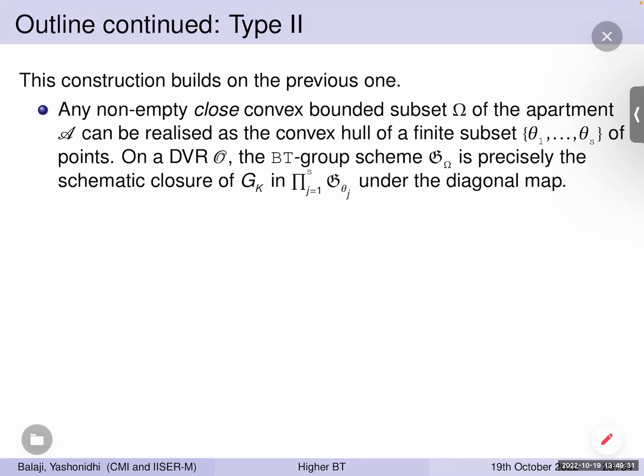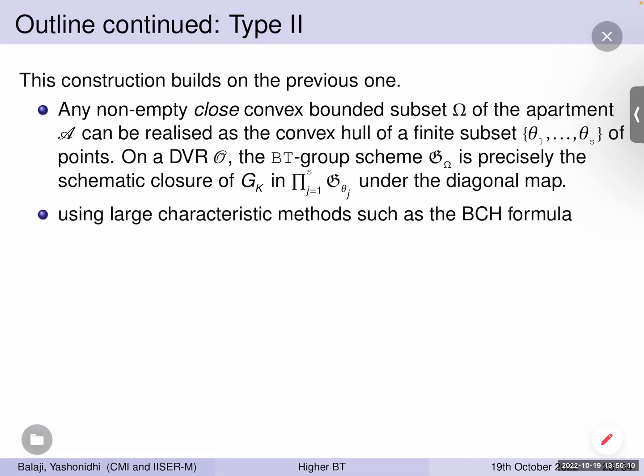On a DVR, the Bruhat-Tits group scheme G subscript omega is precisely the schematic closure of G cross spec K in the fiber product G theta J under the diagonal map. In other words, a bounded subset associated to a bound, we can realize it as a convex hull of some points. And then, in fact, the group scheme can be recovered from parahoric group schemes. A group scheme of type 2 can be recovered from parahoric group schemes.